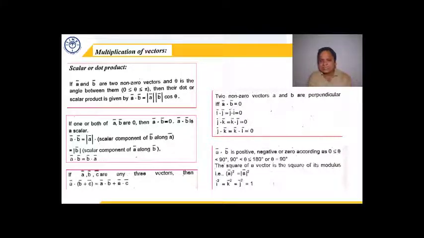And the square of a vector is the square of its modulus. If you want to square a vector, you just square its modulus. The modulus of the vector AI plus BJ plus CK is root of A squared plus B squared plus C squared. This gives us the length, or magnitude, of this vector. So the square of a vector is the square of its modulus, that is A squared plus B squared plus C squared. I squared, that is I dot I, J squared and K squared are all equal to 1.